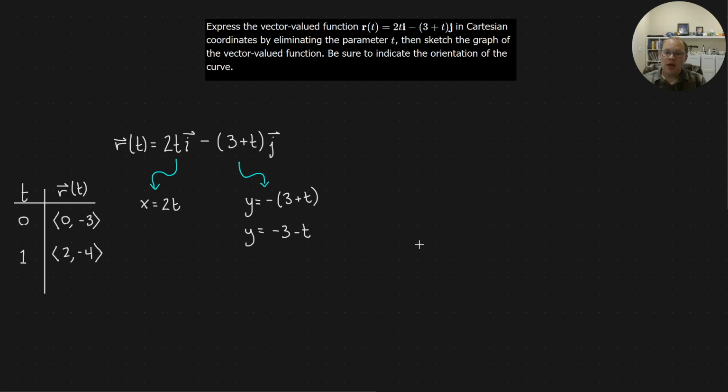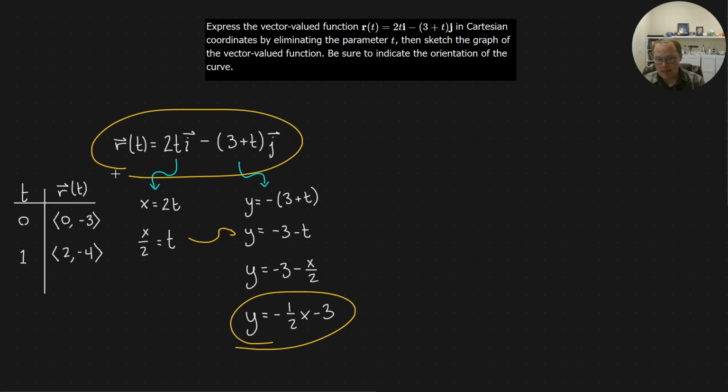Now, what I can do is isolate the t in one of these equations and then substitute the resulting equation into the other to eliminate the t entirely. And I could get a more familiar equation in just y and x. So let's take this one. Let's isolate the t, divide both sides by 2. t is x over 2, and I could plug that in here. I get y equals -3 minus the t, which is x over 2. And if I write it a little differently, I get y equals -1/2 x minus 3.